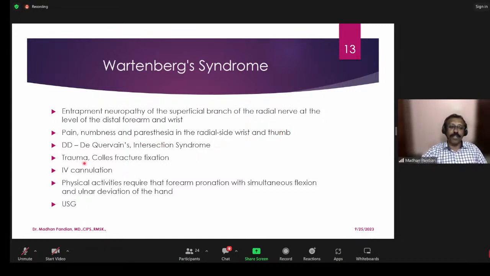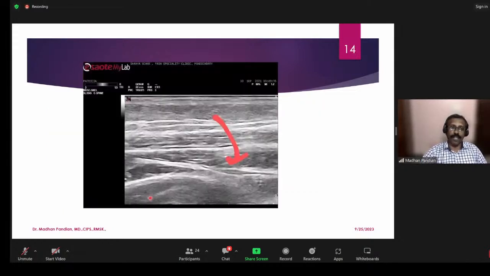It can be associated with trauma or sometimes a Colles fracture fixation, and more commonly with IV cannulations, or repeated physical activities that require forearm pronation with associated ulnar deviation. Again, this can lead on to Wartenberg syndrome. All this can be diagnosed with the help of ultrasonography.